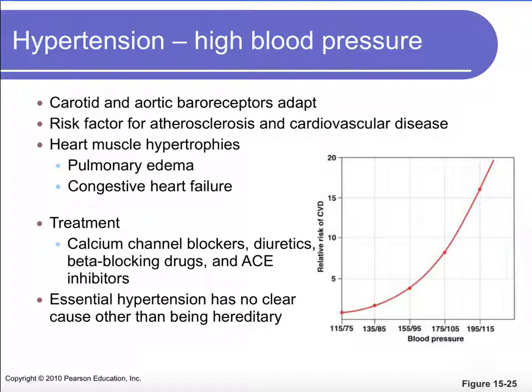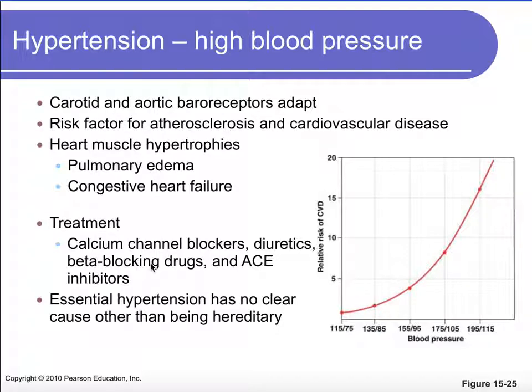And for treatments, we can use calcium channel blockers. So we just learned how calcium is important for smooth muscle contraction, especially extracellular calcium. So if we block calcium channels, it can reduce the amount of calcium coming into the smooth muscle, causing them to not contract. So we'll vasodilate as opposed to vasoconstrict. Diuretics will help because we're going to be able to eliminate more fluids in the kidney. So less fluid in the blood means less blood volume, which lowers blood pressure.